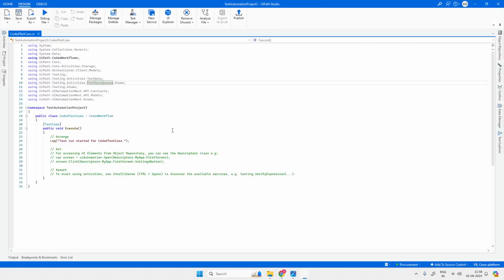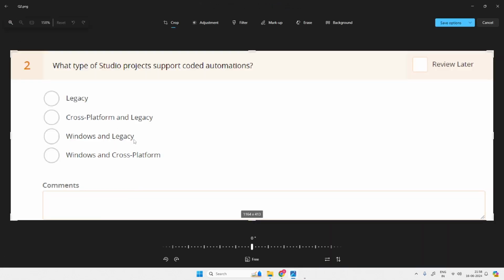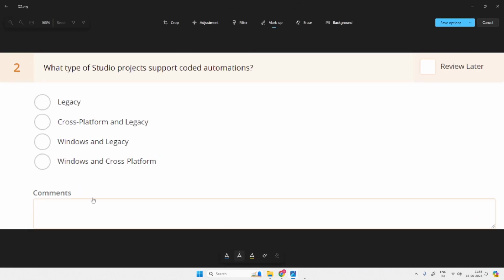So in both cross-platform and Windows, our coded automations are supported, which means our answer is going to be the fourth option, which is Windows and cross-platform. So this is going to be our answer for this particular question.